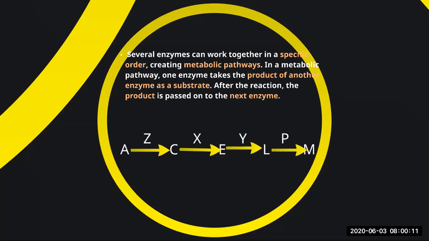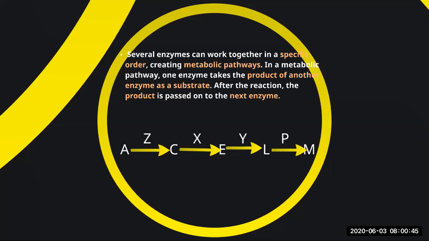Look at this generalized flow reaction. In fact, a series of reactions. The first reaction is from A to C. A is a substrate and C is a product. The second reaction is C to E. The third reaction is E to L. The fourth reaction is L to M. And the letters Z, X, Y, and P are represented as enzymes, right?